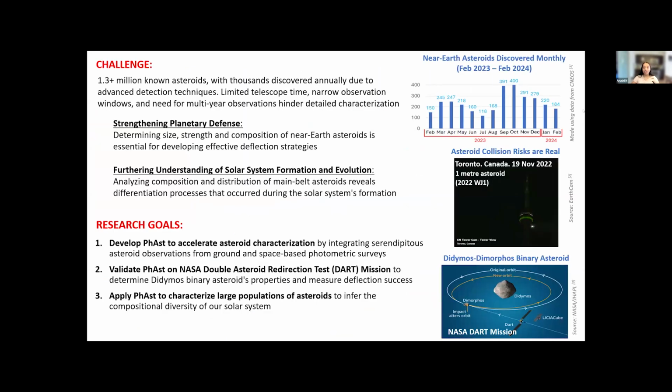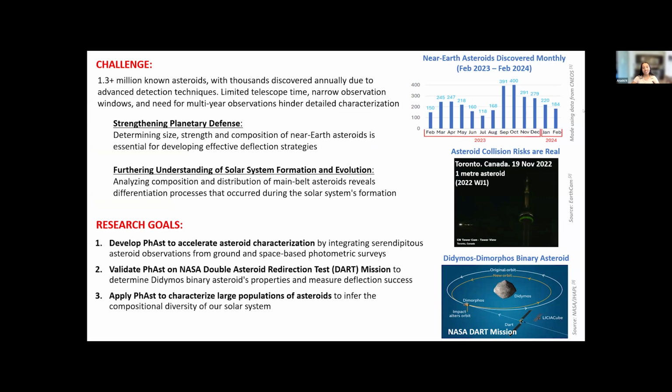So, as you all know, there are over 1.3 million known asteroids, and hundreds more are being discovered every month. And detailed characterization of these asteroids is essential to strengthen planetary defense and further our understanding of the solar system. Yet, more of these asteroids are being discovered than we're able to analyze.